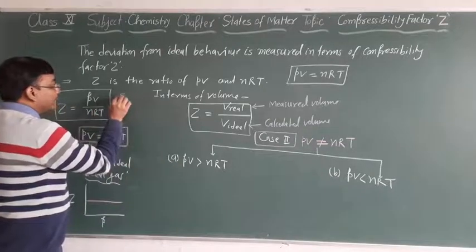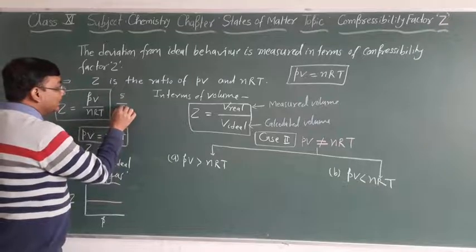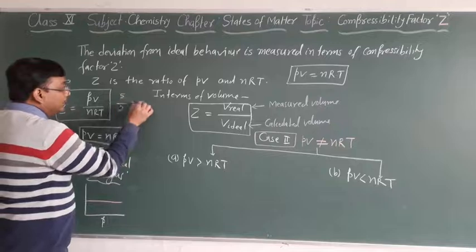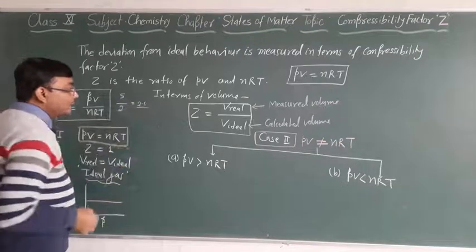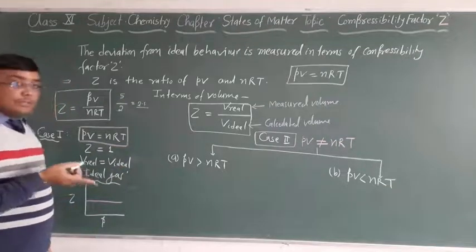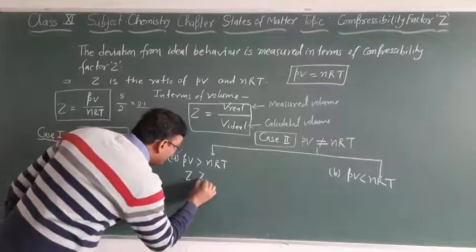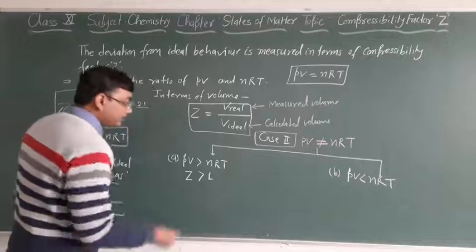Suppose PV is 5 and nRT is 2. Then what will be the value? The value will be 2.5. This value is greater than 1, which means the Z value will be greater than 1.